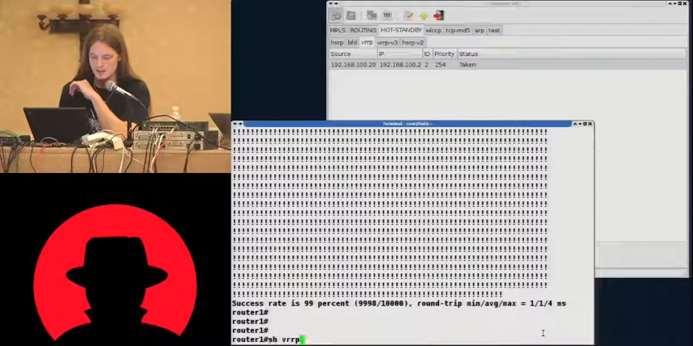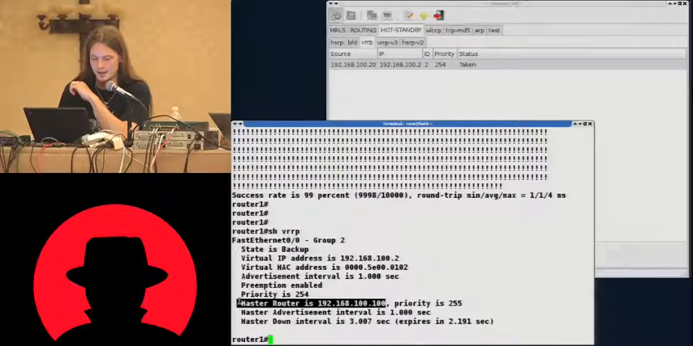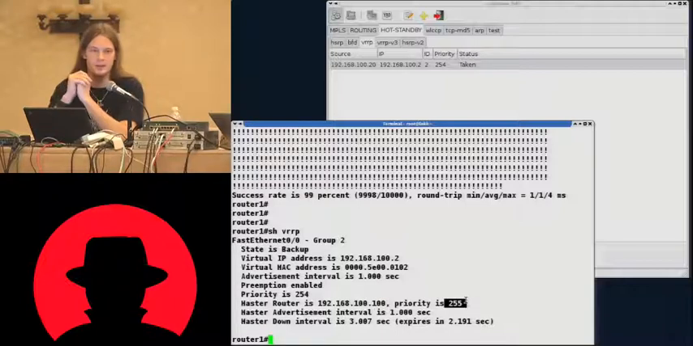We can easily prove this if we take another look on the output of the show VRRP, and you see the master router now isn't the second router in front, but is my notebook, which got the IP address 100.100, and also the priority raised up to the maximum value, which is the 255. So as you see, it's kind of really easy to overtake a high available IP address if you see those VRRP traffic in your client network.